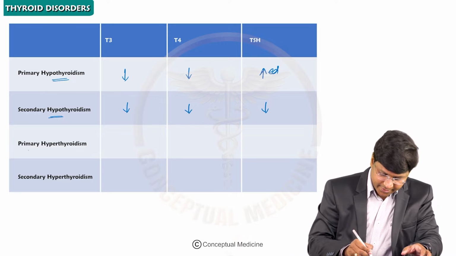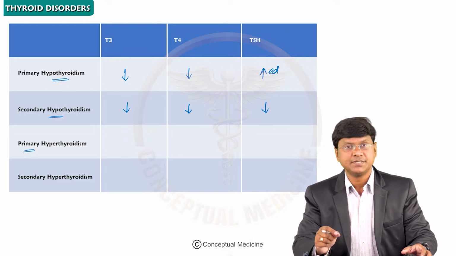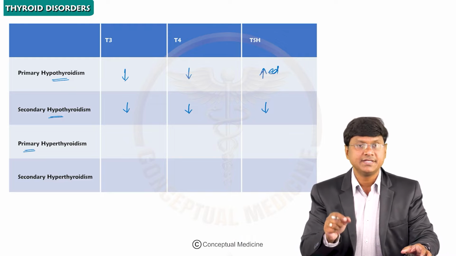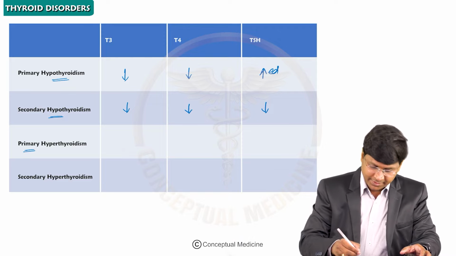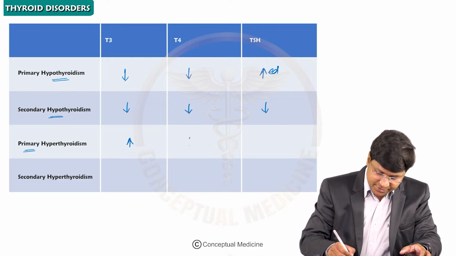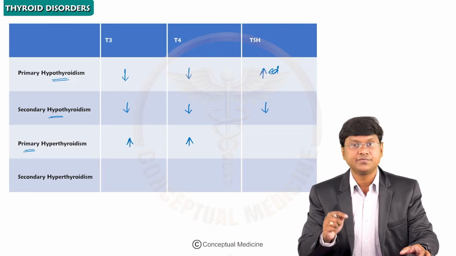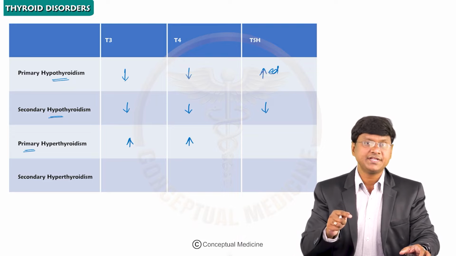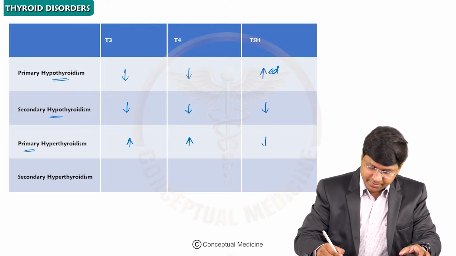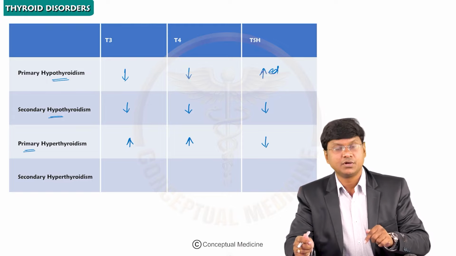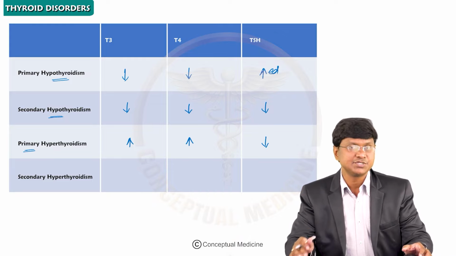And you take primary hyperthyroidism. Primary means the pathology is in the gland. So in primary hyperthyroidism, T3, T4 will be increased, right? So when T3, T4 is increased, what will happen to the TSH? The TSH will be decreased. Okay, why? Because of the negative feedback mechanism, the TSH will be reduced.